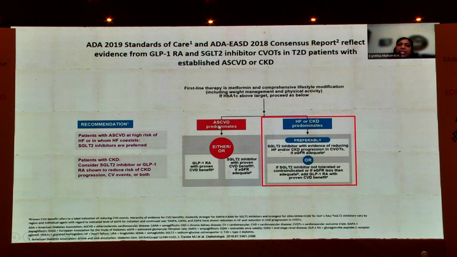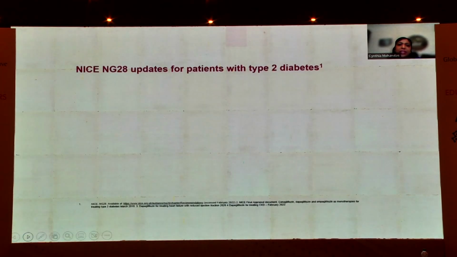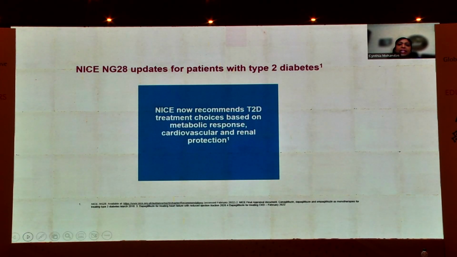So this is what I've talked about with the ADA, and you can clearly see that if you have atherosclerotic cardiovascular disease, GLP-1 or SGLT2 with proven benefit is used. And if you have clear heart failure or CKD, SGLT2 is the drug of choice. And this is our new NICE guidance. Now it recommends that for type 2, treatment choices should be based on metabolic response, cardiovascular, and renal protection.